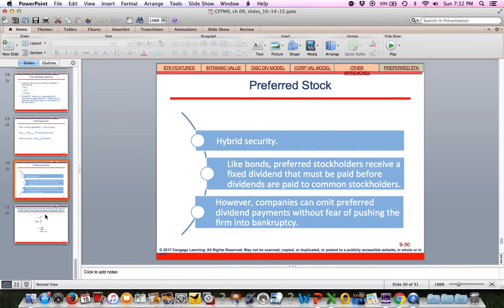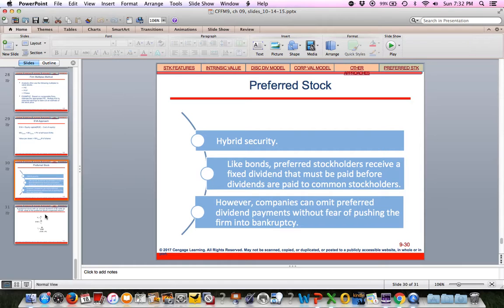Preferred stock is a hybrid security. The word preferred means it's preferred for dividends. Like bonds, preferred shareholders receive a fixed dividend that must be paid before dividends are paid to common shareholders. And they have a fixed amount that cannot change. With a common stock, there's no limit, no cap on the amount of dividends that you can receive as an investor, but with a preferred stock there is. It's capped at a certain amount.